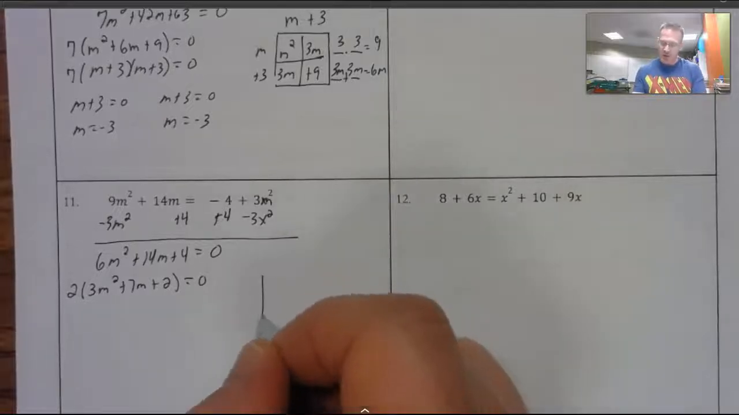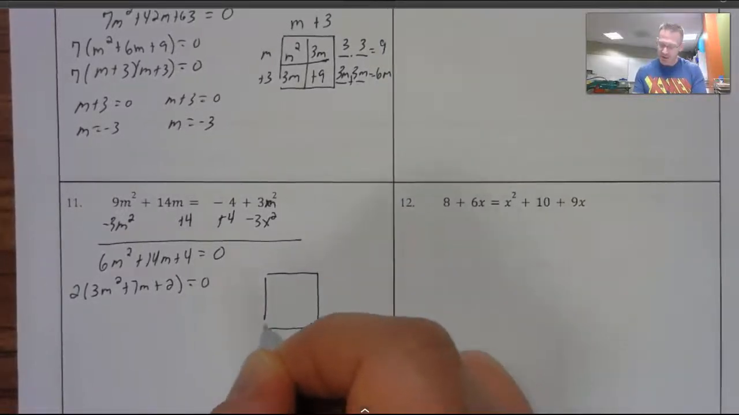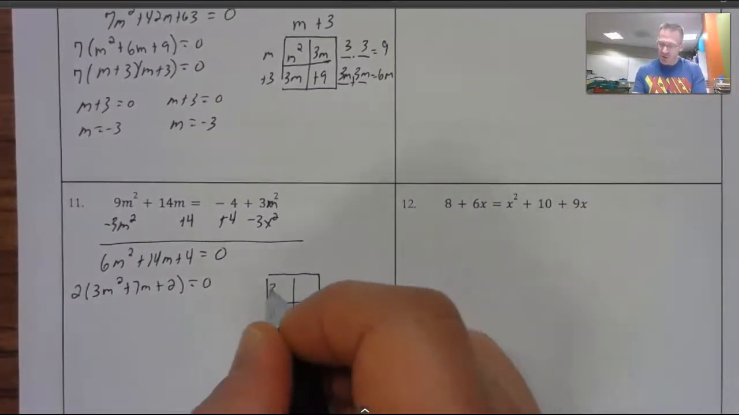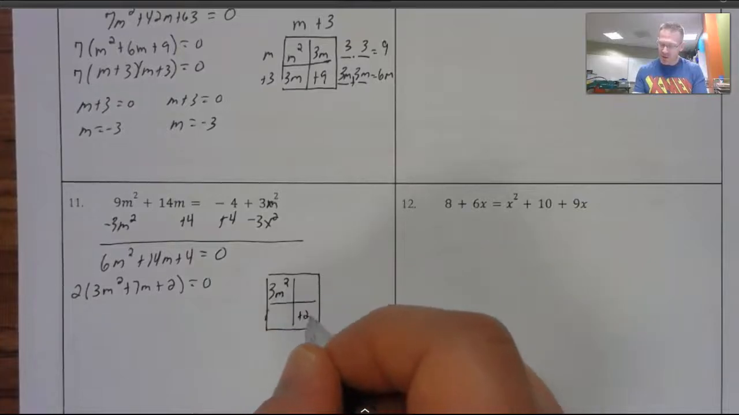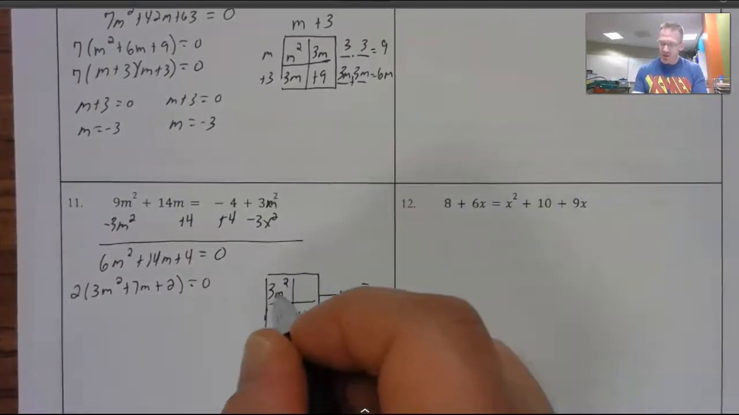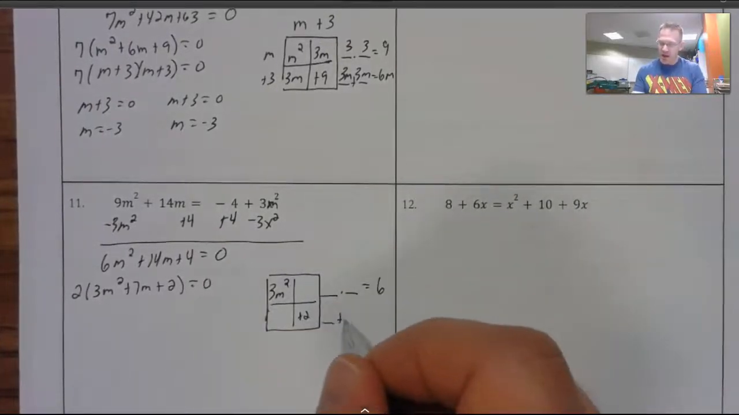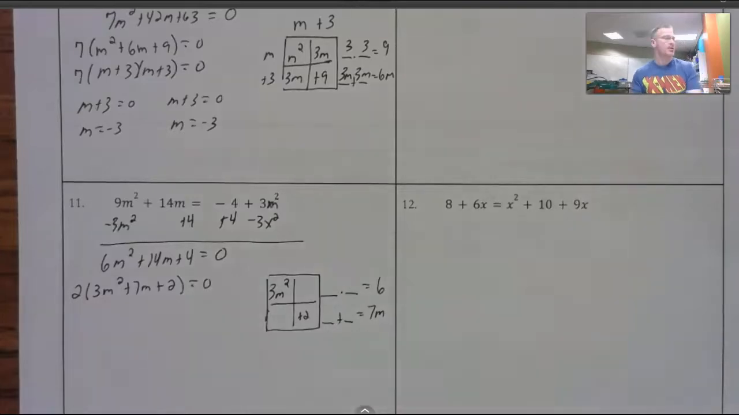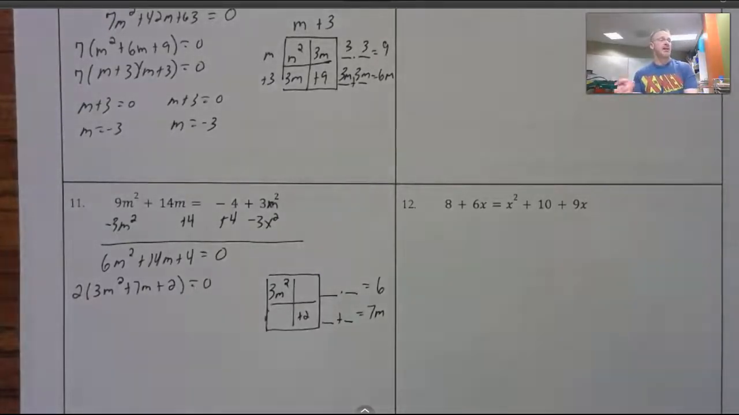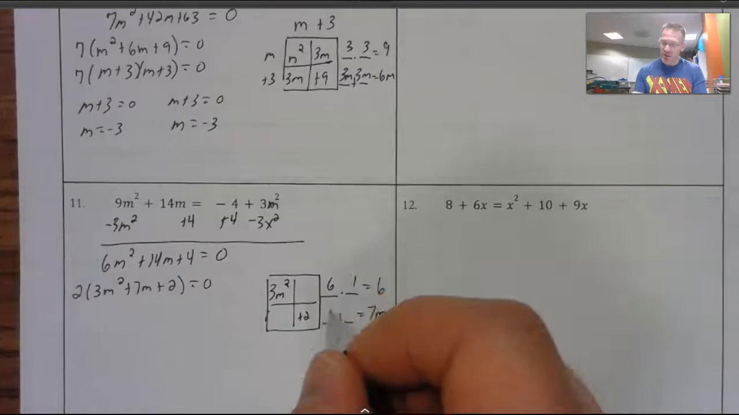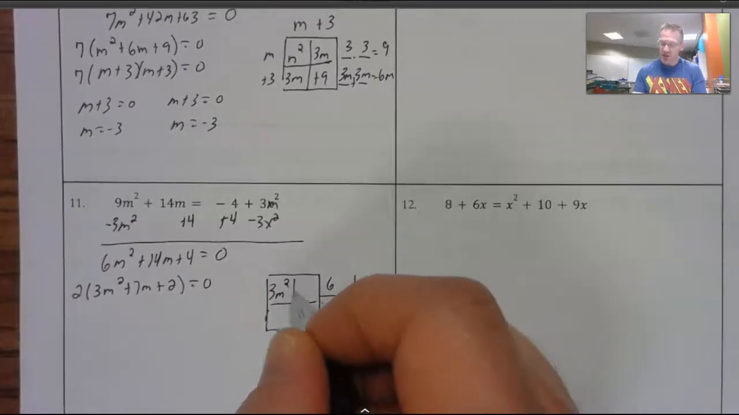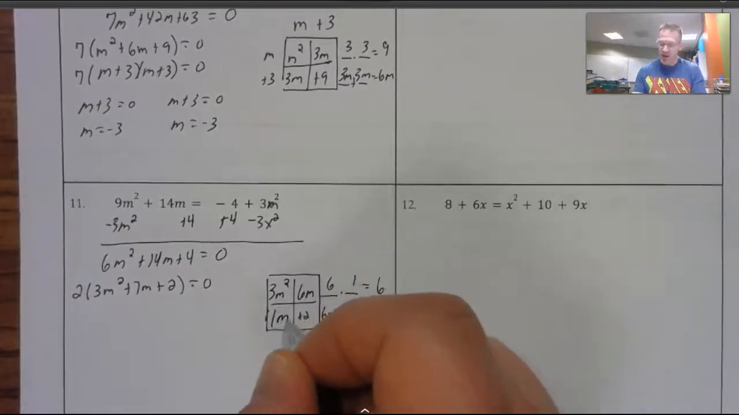So I'm going to come right over here to my area model. A term goes in the upper left, C term in the lower right. I have to multiply to be 6, and then I have to add to be that B term, which is now 7m. So what multiplies to 6 and adds to 7 would be 6 times 1. So 6m and 1m. Let's just drop those in like that.